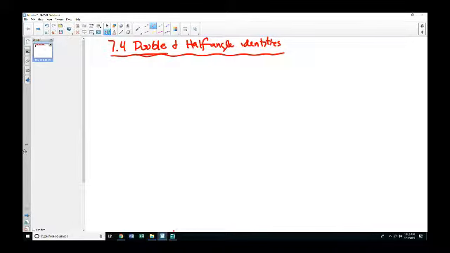Double angle identities are usually used when you're given a value of an angle. So let's say you're given sine theta is 2/3. Is that a unit circle value? No, it's not. So there's a value that's not on the unit circle.